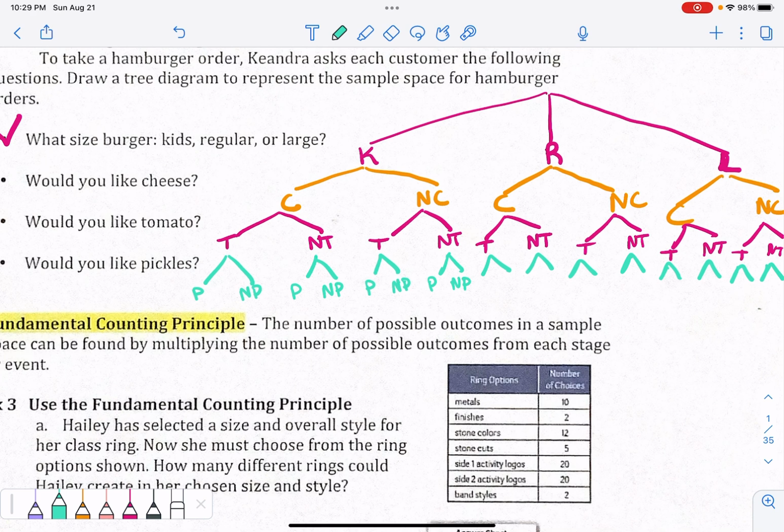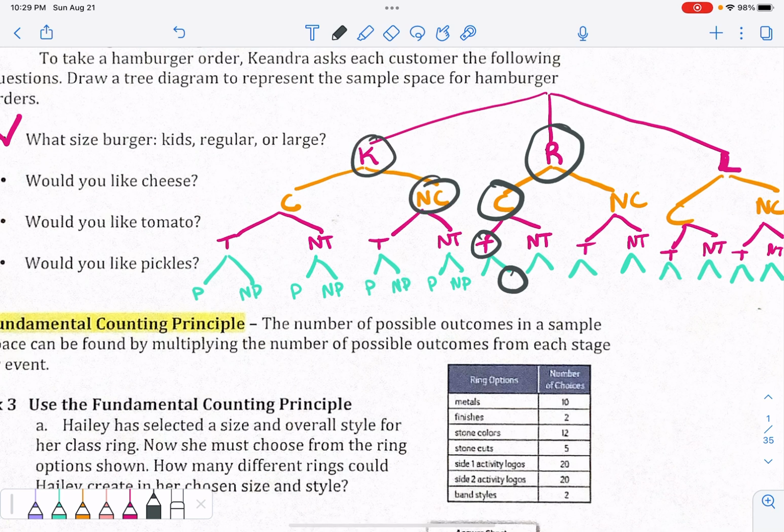So let's say I am ordering a burger, and I'm going to order a regular burger with cheese, with tomato, no pickle. That's going to be one combination of order that I could have. Maybe you instead want a kid's burger with no cheese, but yes tomato and yes pickle, right? That would be another order that you could complete, right? So, how many orders total could there be?